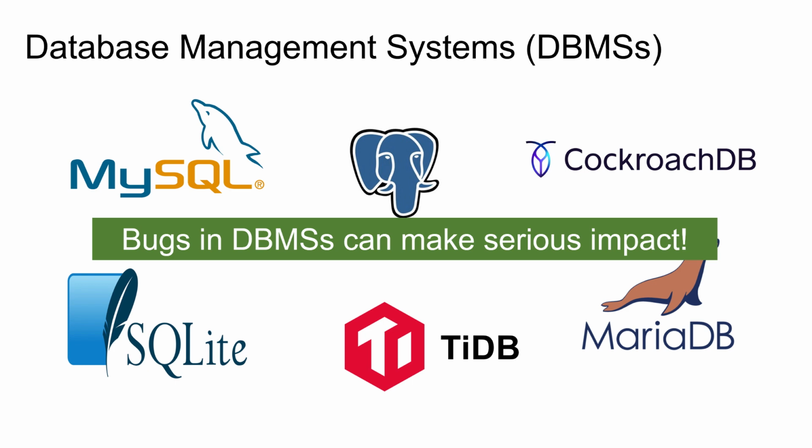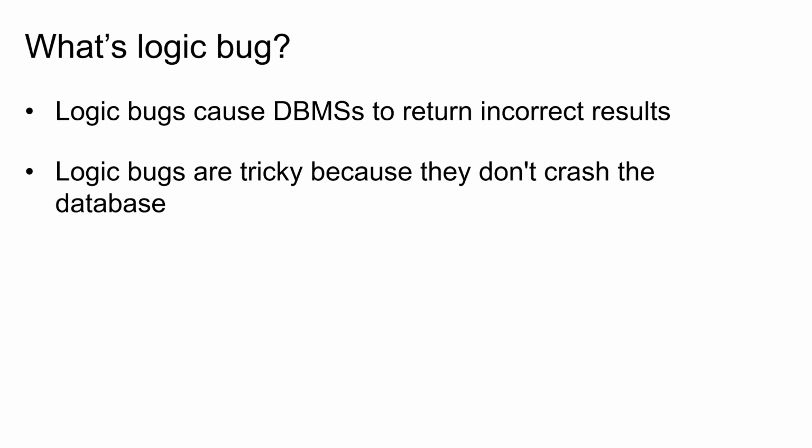Some bugs crash the system, which are easy to spot. However, logic bugs are tricky because they don't crash the database. Instead, the database just gives back the wrong answer without any warning. This makes them really hard to find.